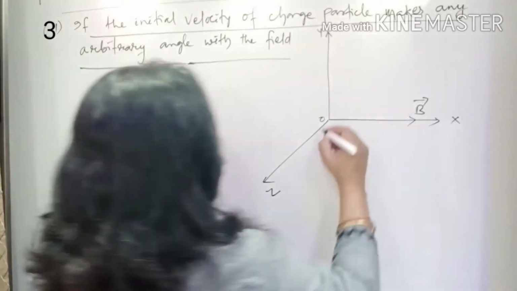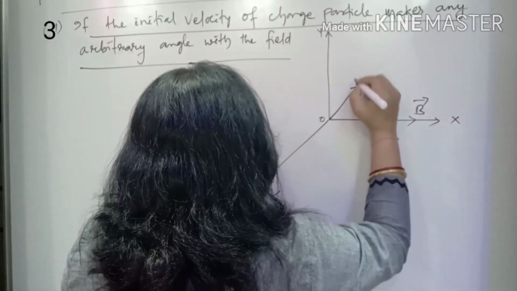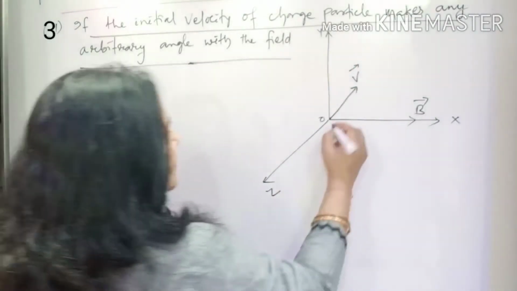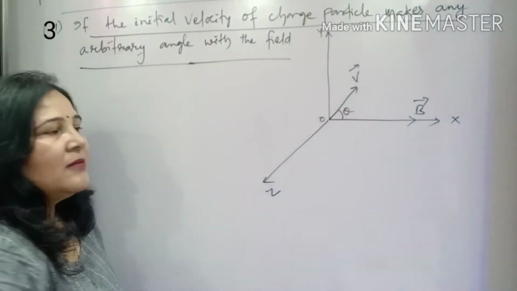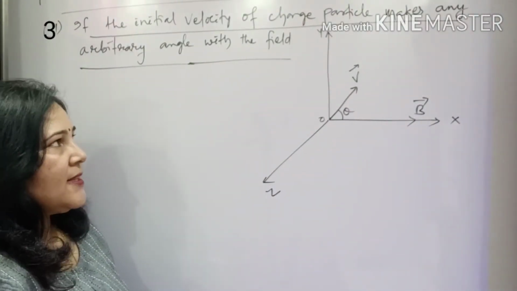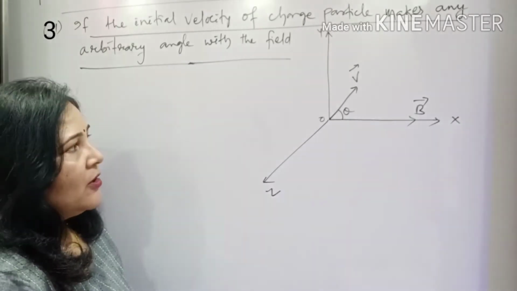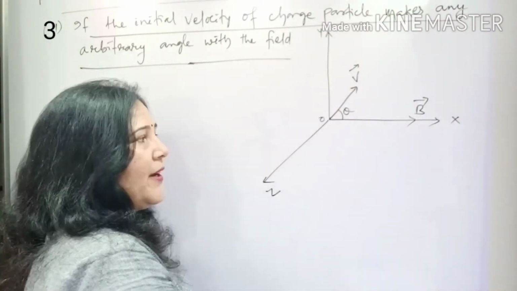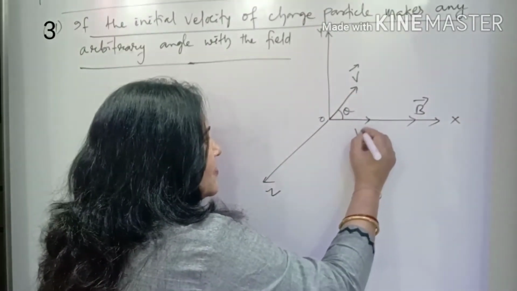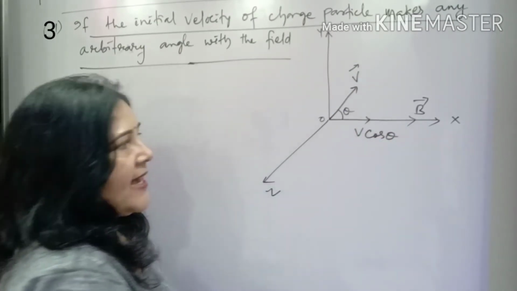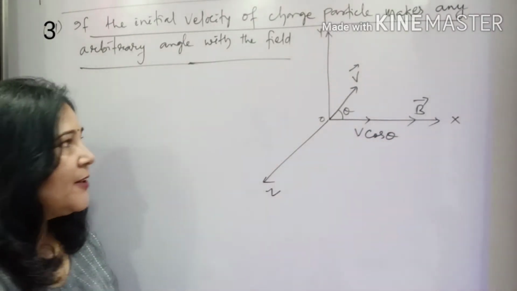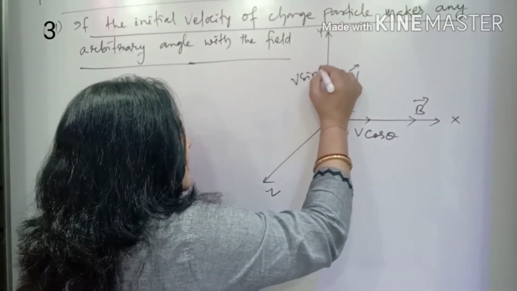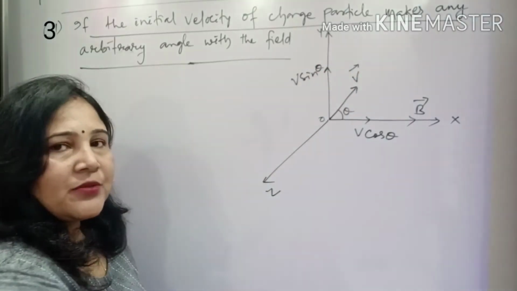Let's suppose a charged particle is moving with velocity v, making an angle theta with the magnetic field B. We'll see what the shape of its path will be. Since it makes an angle theta with the field B, v can be resolved into two components. One is v cos theta, acting parallel to the magnetic field. The other is perpendicular to the magnetic field, which is the v sin theta component. So we have resolved it.